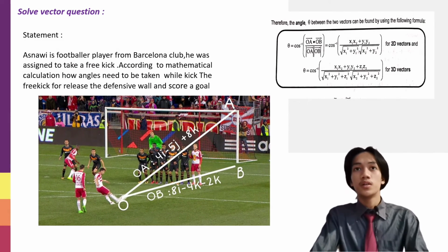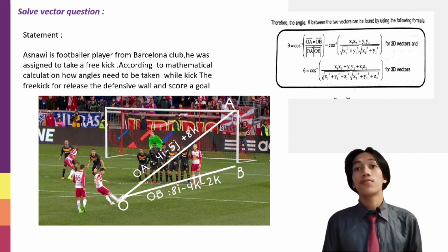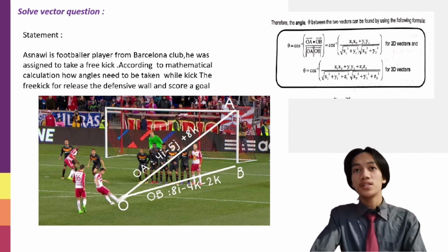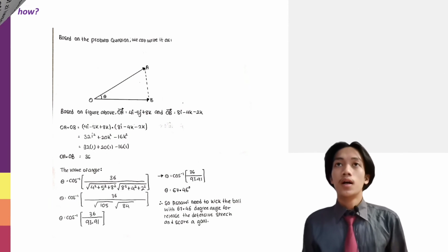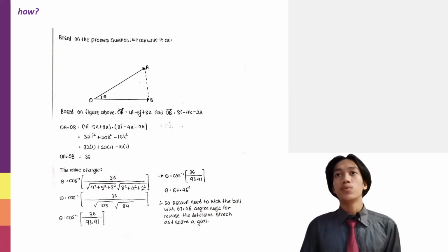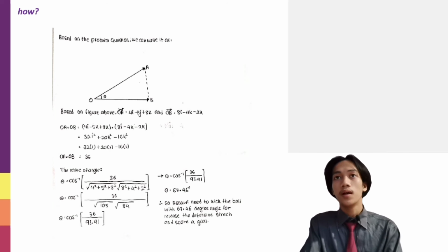Okay, we move to solve the vector question. Statement: Asnawi is a footballer from Barcelona club. He was assigned to take a free kick. According to the mathematical calculation, what angle needs to be taken while he kicks the free kick to pass the defensive wall and score a goal? As stated in the statement, we need to find the free kick angle that needs to be taken by Asnawi to pass the defense and score a goal.